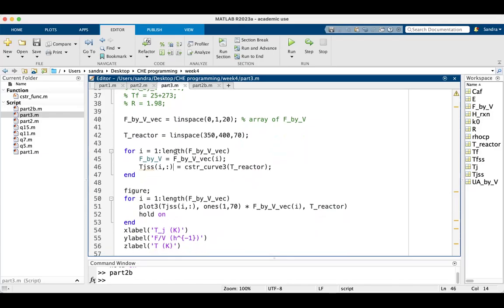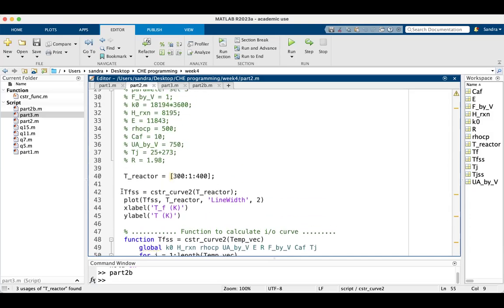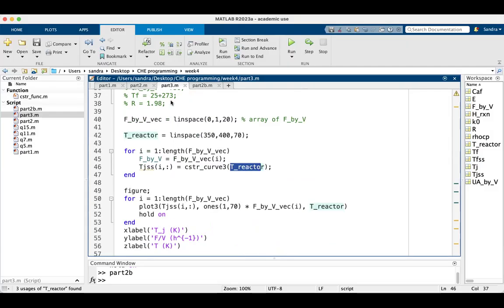Now earlier we used this CSTR curve command only once. Why? Because we had a single F by V value and the only input was T reactor. Now you will have to put it in a loop so that you can run it for different F by V values. So F by V has different values, and I put it in a loop. The loop runs from the first element to the length of this F by V vector, so that it can get access to each and every F by V value. So that is the actual F by V.